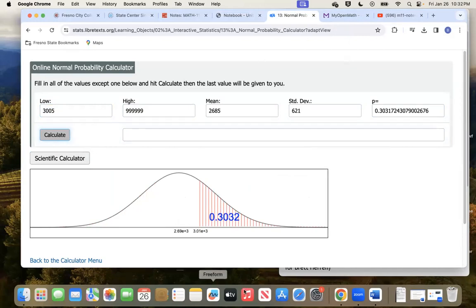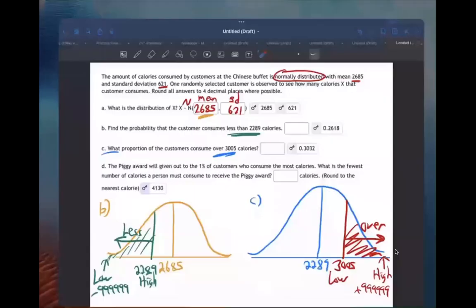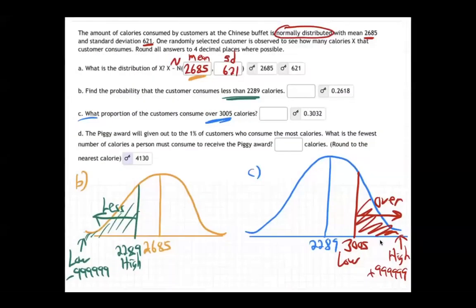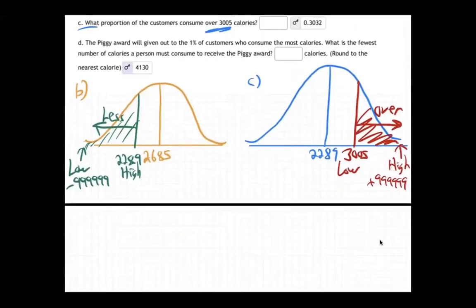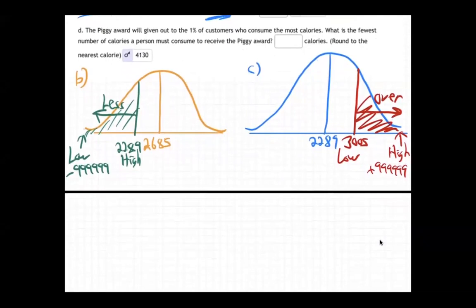Now for the last part. Here's the tricky part, maybe why you're tuning in for this video. All right, so the last part is about the Piggy Award. The Piggy Award is given out to the 1% of customers who consume the most calories. What is the fewest number of calories you can consume to receive the award? All right, so part D is the tricky part.